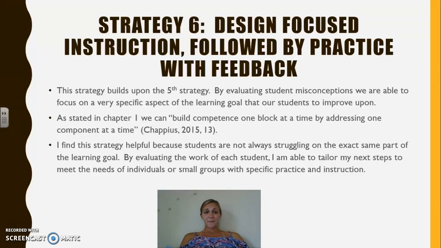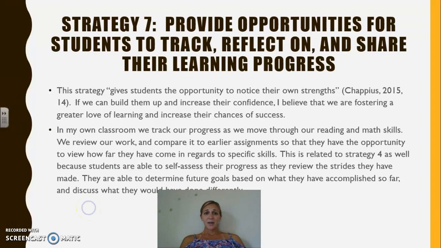Strategy 6, design-focused instruction. This builds upon strategy 5. By evaluating student misconceptions, we can focus on a very specific aspect of a learning goal that our students can improve upon. I find this strategy helpful because students are not always struggling on the same part of the learning goal, and by evaluating the work of each student, I can tailor my next step to individuals or small groups with specific practice.